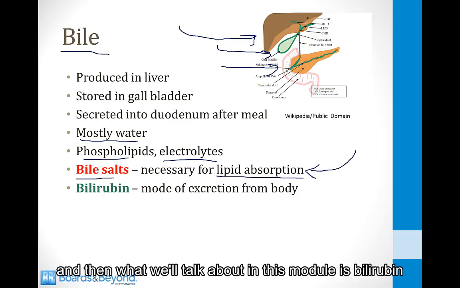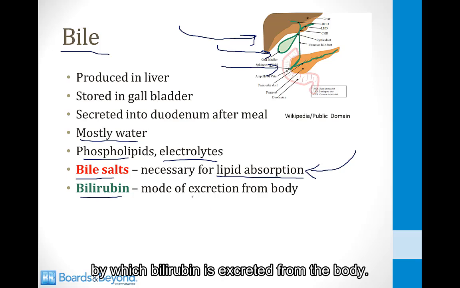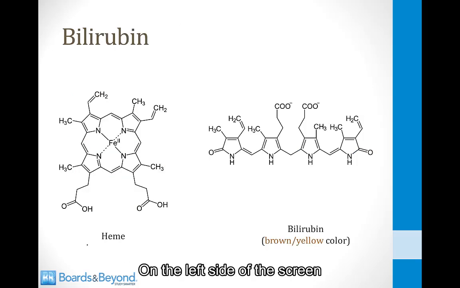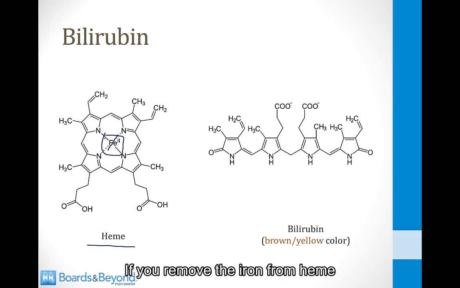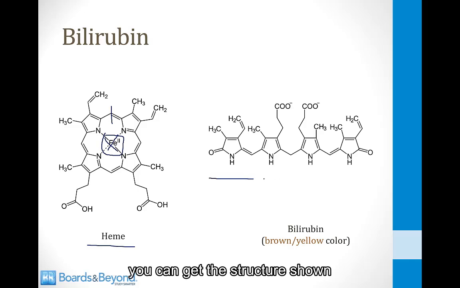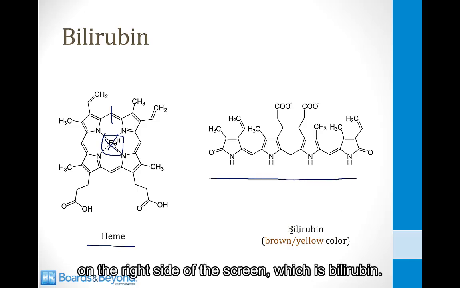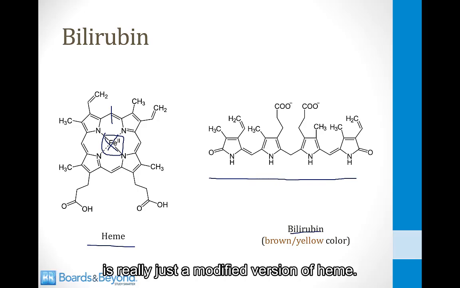And then what we'll talk about in this module is bilirubin, and bile is the mechanism by which bilirubin is excreted from the body. On the left side of the screen is the structure of a heme molecule like you can find in hemoglobin. You can see that it has iron in the middle and it's surrounded by 4 nitrogen-containing rings. If you remove the iron from heme and you break one of the bonds between the rings, you can get the structure shown on the right side of the screen, which is bilirubin. And I show you this to help you remember that bilirubin is really just a modified version of heme.